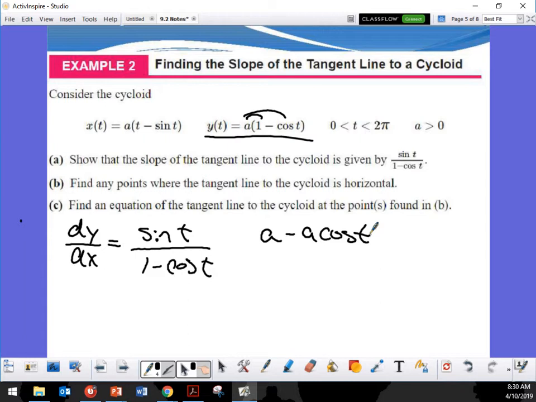So now, because of that, the derivative of negative cosine is positive sine, right? So this is going to be positive sine. So it's going to be A sine of t. And what else does that mean? What else do we know?